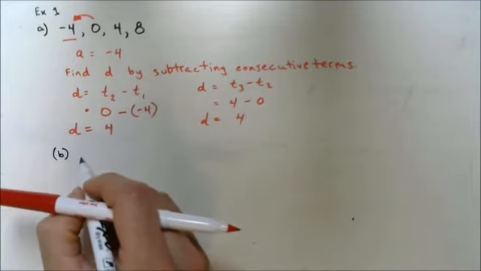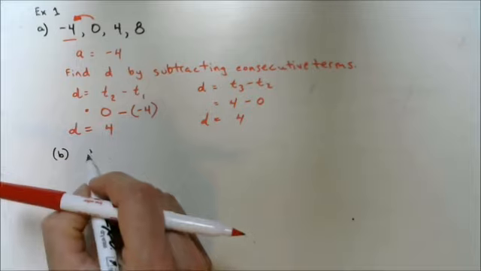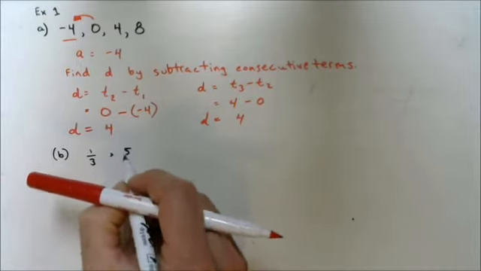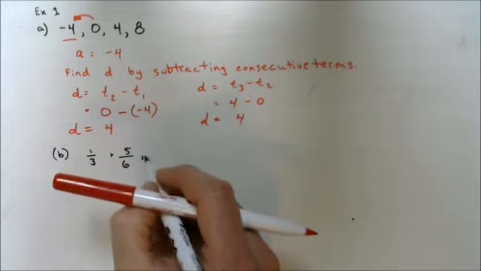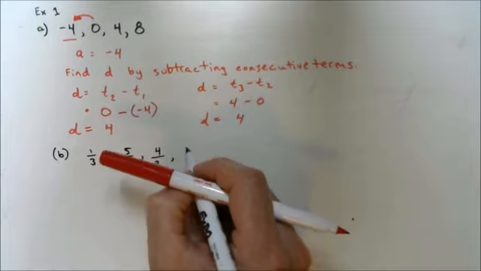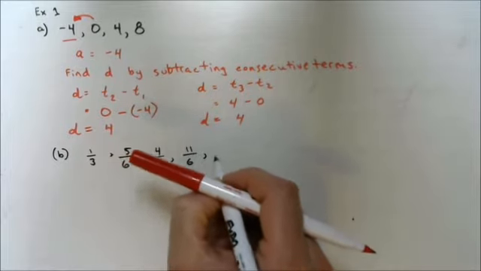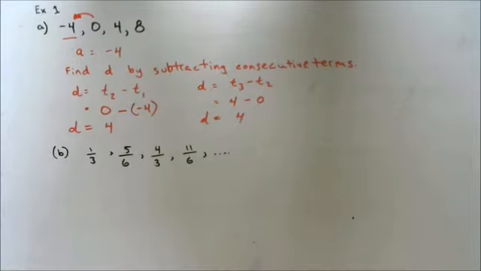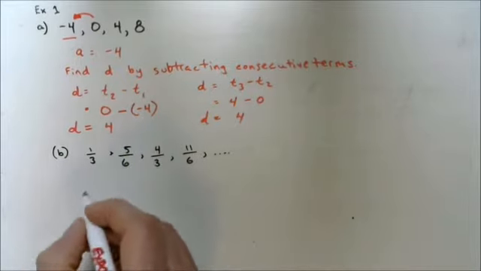In the second example, we have the sequence 1/3, 5/6, 4/3, 11/6, and carrying on. Now this one, at first glance, might not look like an arithmetic sequence at all. I know it is because I can see the example. But all we have to do is follow the same steps.